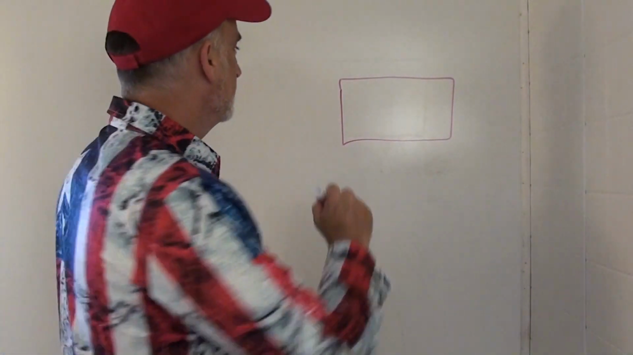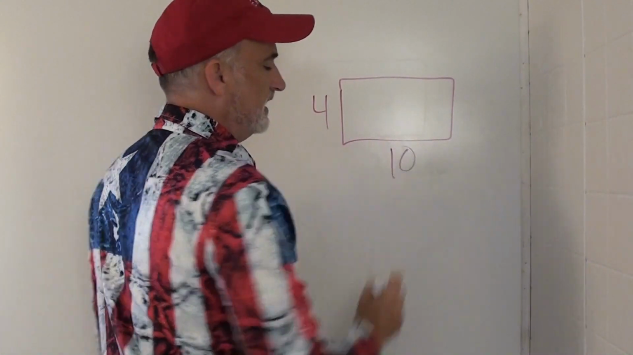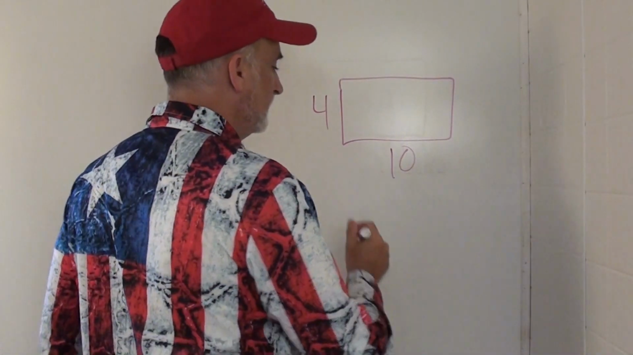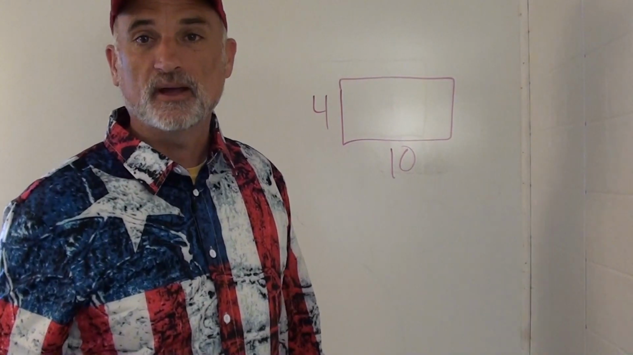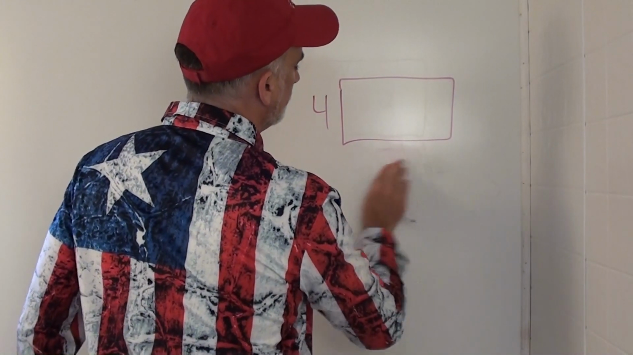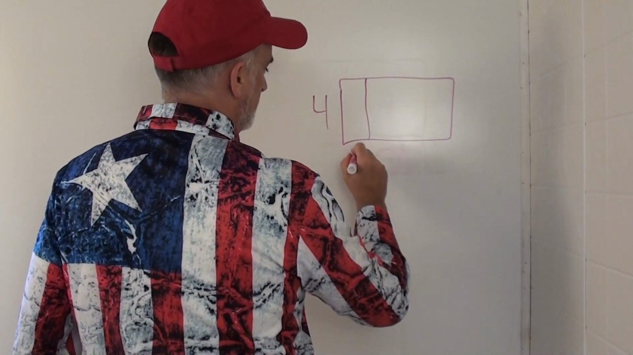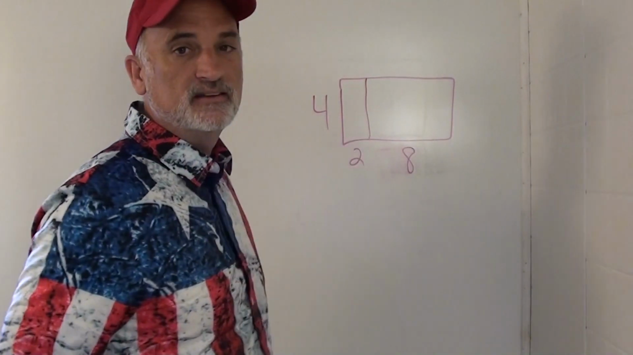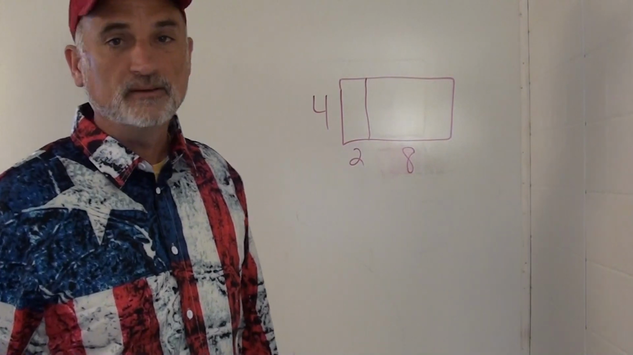We know a rectangle has a width and it has a length. Alright, so we know that 4 times 10 is 40, okay? But let's break this 10 up, okay? Let's say that there's a 2 plus an 8. So I have broken the length up, okay?